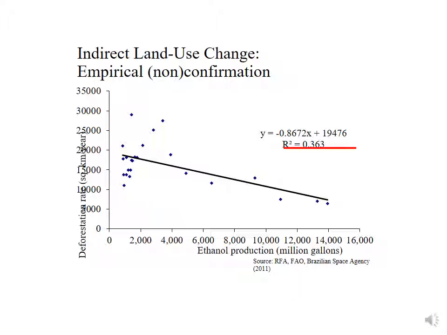What we see in this first graph is that as ethanol production has grown over the past 10, 15, 20 years, it appears that with higher ethanol production capacity, deforestation rates have actually appeared to be decreasing. There's a very low significance level here, and so we can't really draw a conclusion from this data other than there appears to be a trend in which deforestation decreases with ethanol production.